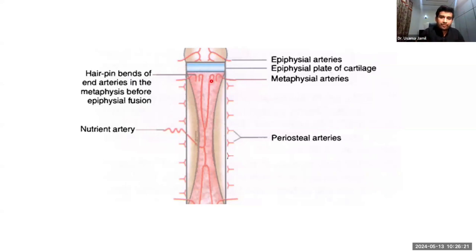Let me tell you another part of the bone. This outer part of the bone is called the cortex of the bone, and meanwhile the red part is called the medulla of the bone, or medullary cavity of the bone.